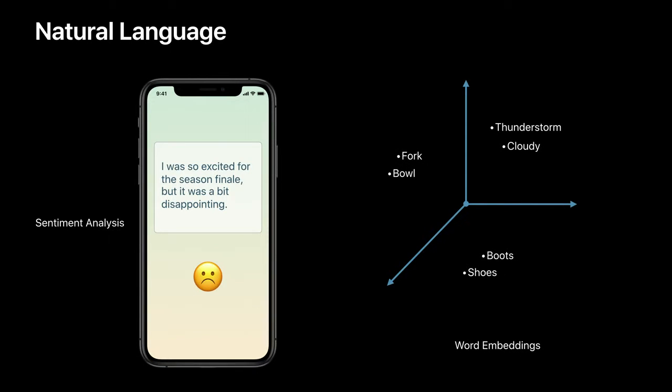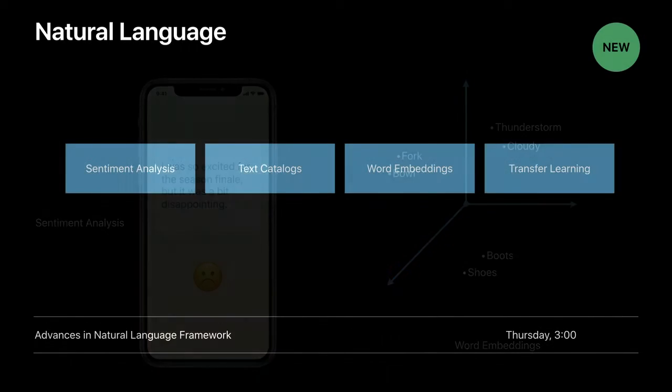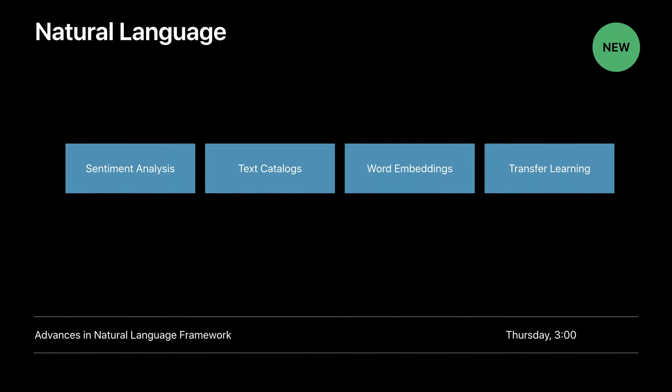For the first time, we are also exposing inbuilt word embeddings. Word embeddings can allow you to find semantically similar words. So for example, the word thunderstorm is very close to cloudy, but it is very far away from shoes and boots. One of the big use cases of word embeddings is semantic search, and we are going to give you an example soon. Natural language will be discussed in detail in Advances in Natural Language Framework session.